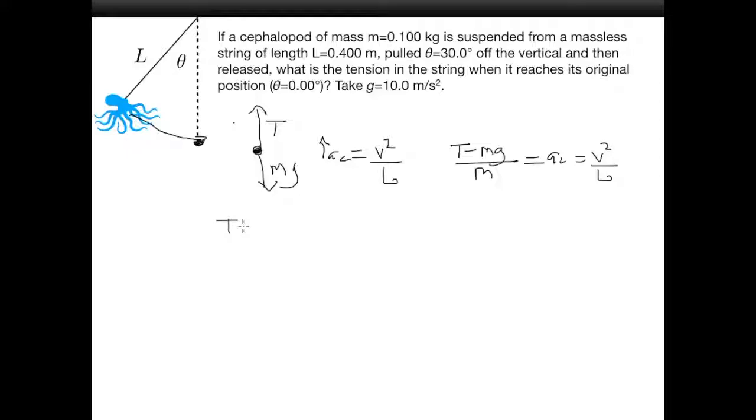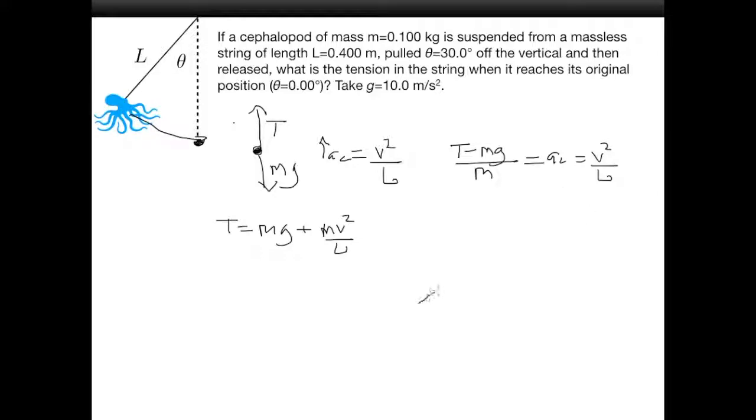So T is equal to mg plus mv squared over L. I'm going to multiply both sides by m and push the mg over. So these are our two forces that are combining and balancing what the tension force is. Then our next step is to figure out what v squared is, and for that we're going to need a bit of energy.